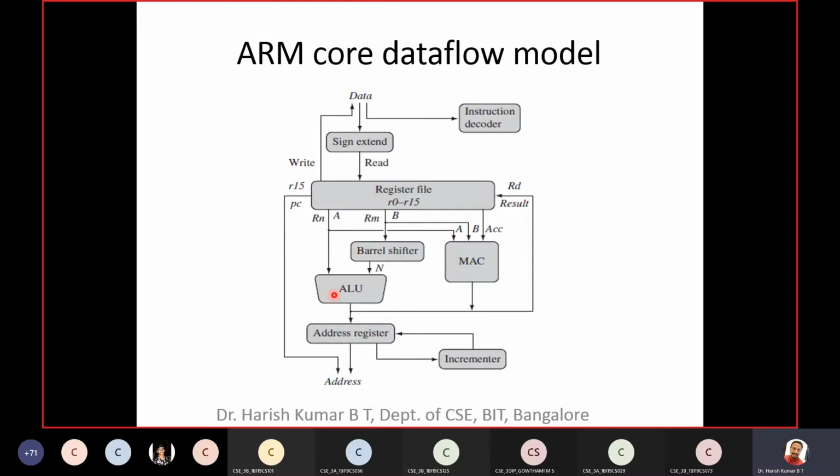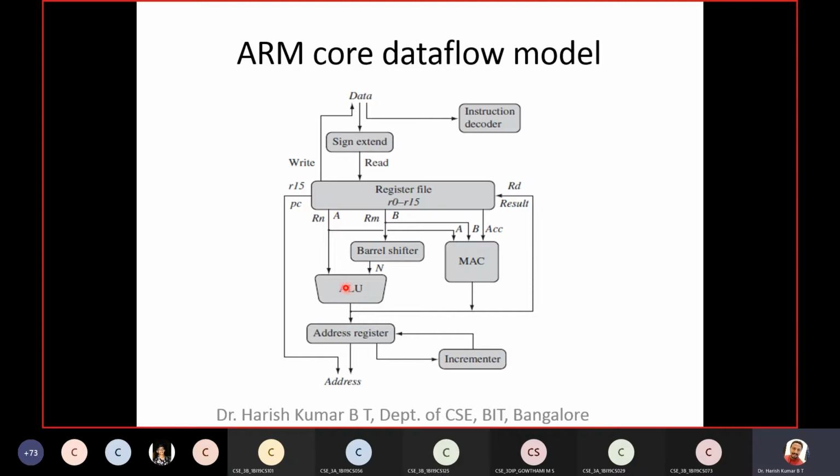And then here is the ALU. This is the main execution engine. You take the data. This is bus A, and this is bus B. As I already explained, one of the ALU inputs is connected with the barrel shifter. So the data RN is given to bus A and it comes to the ALU. The other data, if you want to perform a more complex operation, is RM, which can be given to bus B, and bus B is connected to the barrel shifter. Inside this you can perform the shifting operation, and that result can be given as input to the ALU.